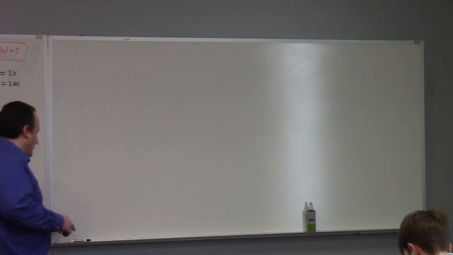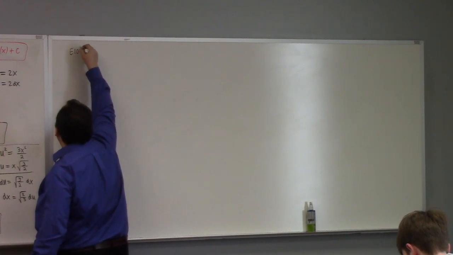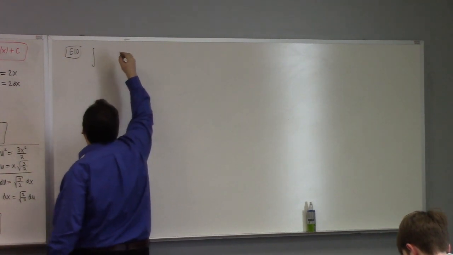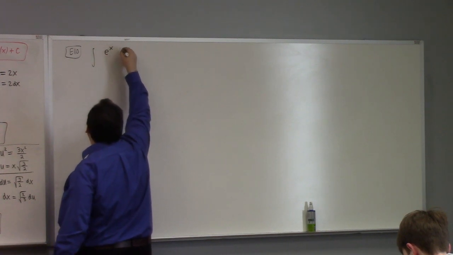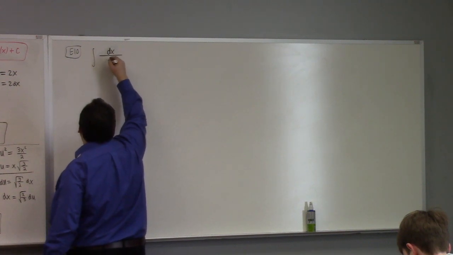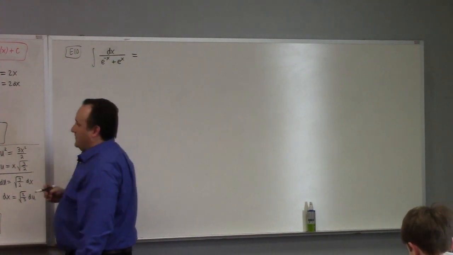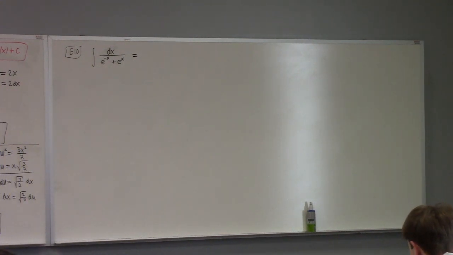So example 10. Let's take a break from the algebra stuff for just a second and do something that's similar but weird. Let's do something really weird: dx over e to the minus x plus e to the x. This one is harder. Everything I've done up to this point today, I would say is kind of entry level to moderate u-substitutions. To me, this is kind of advanced. How do you do this one?